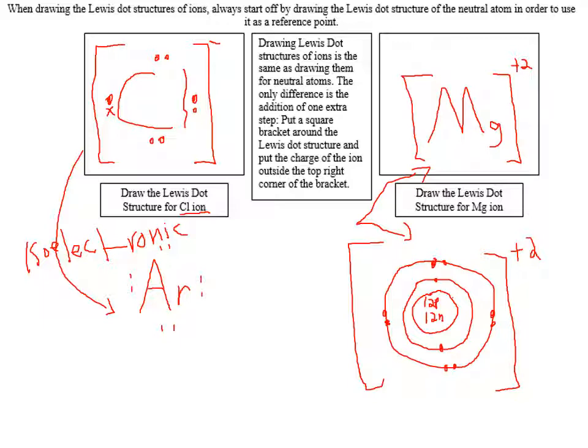And just again remember that when metals form ions, their name doesn't change. This is magnesium. Okay, we can say the magnesium ion if we want to, but it's just magnesium. But non-metals, their name does change, so this would be chloride, not chlorine. So chloride, and then magnesium.